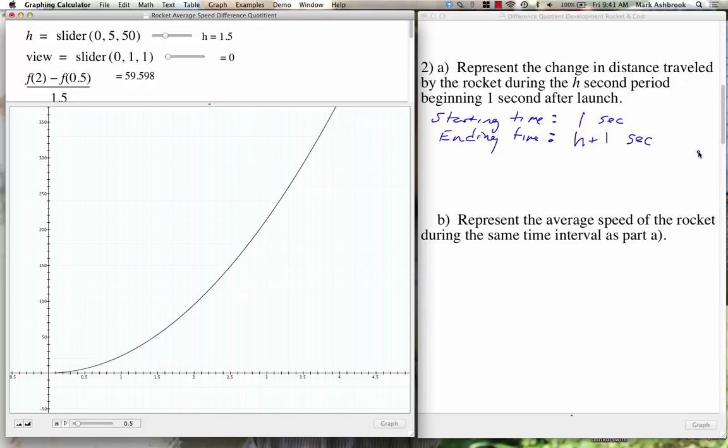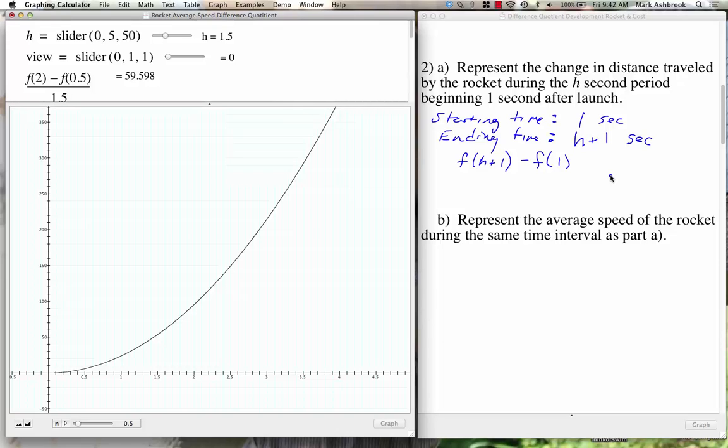So now, what's the change in distance starting at 1 second, ending at h plus 1? Want to keep going? Tell me. Okay. So the change in distance traveled is f of h plus 1 minus f of 1. It's going to be the final distance minus the initial distance. So lots of you got it. That was good. This is a harder thing, but it's important.